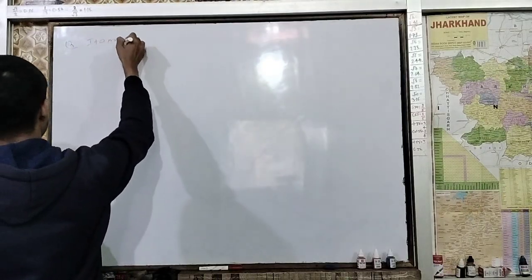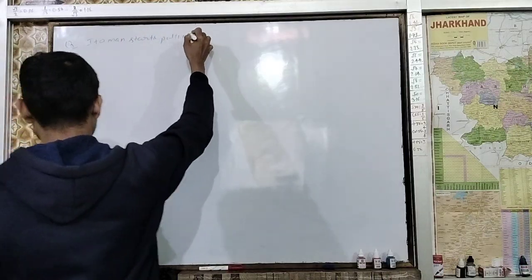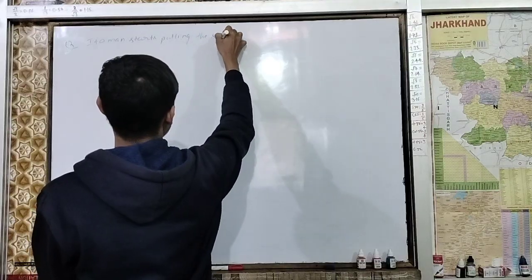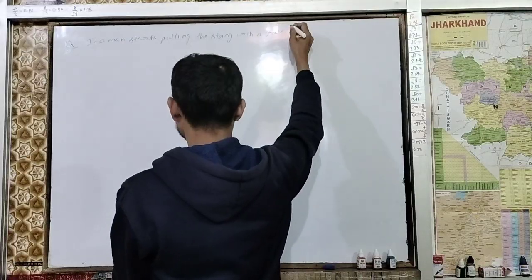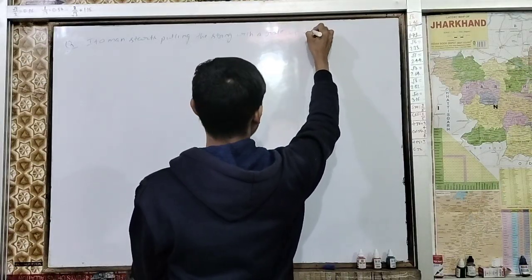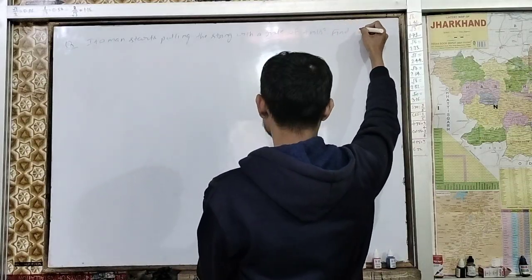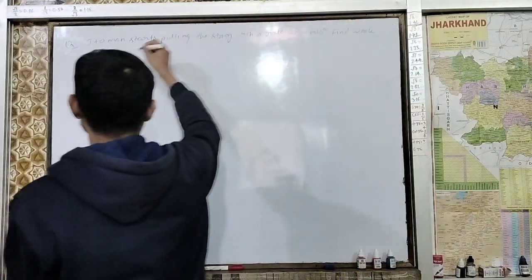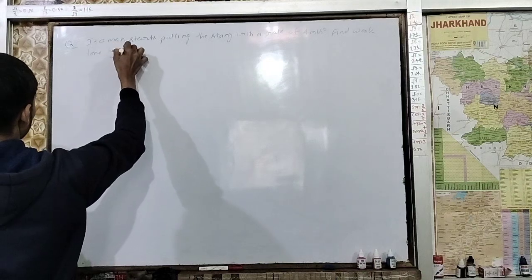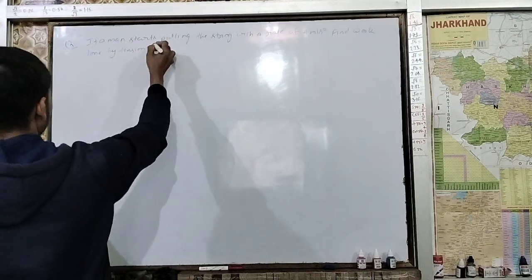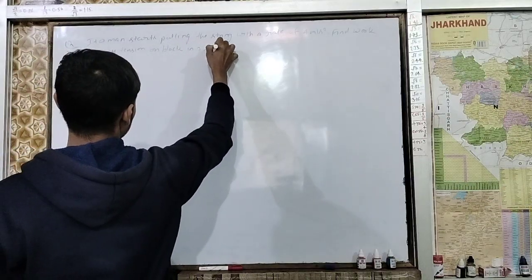If a man starts pulling the string with a rate of 4 meter per second squared, find the work done by tension on the block in 2 seconds.